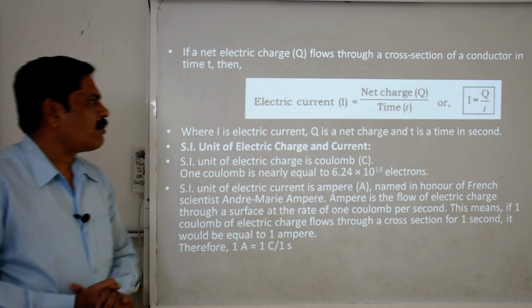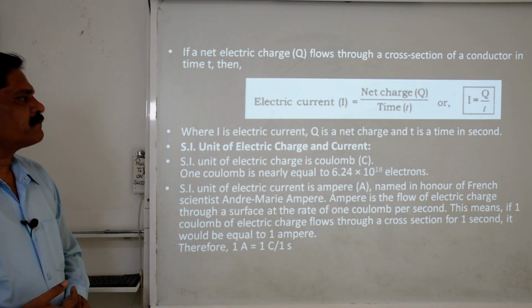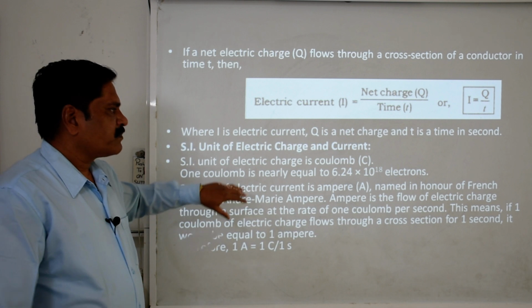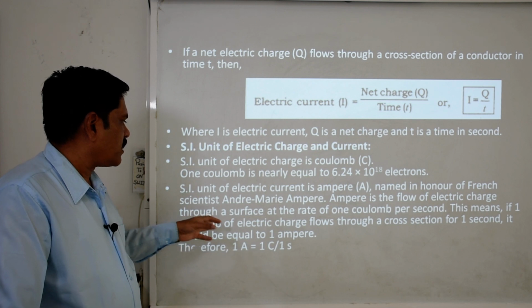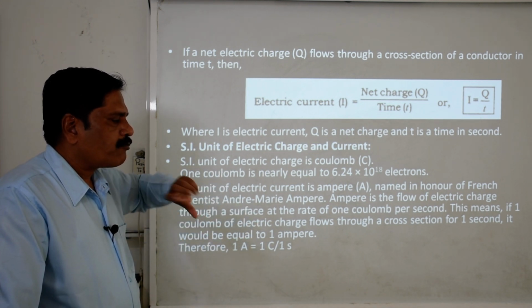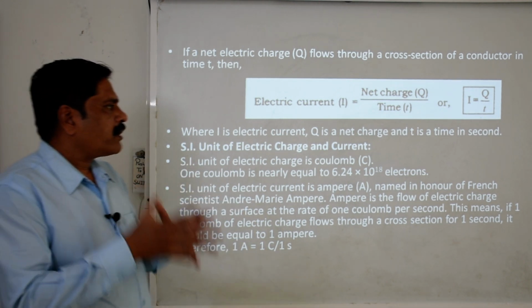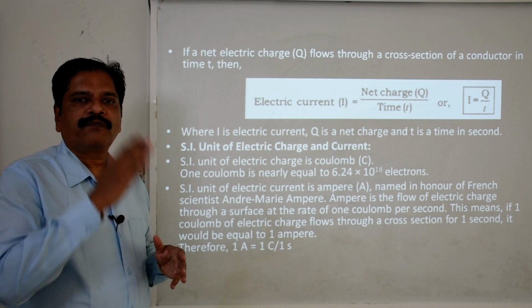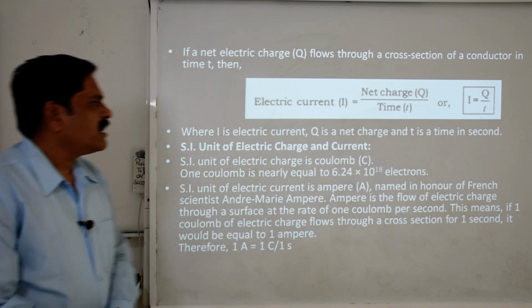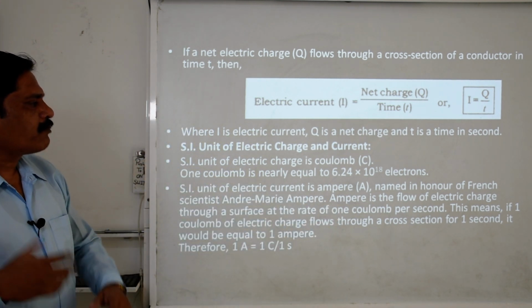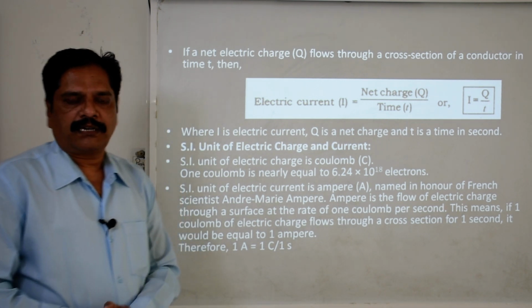This unit is actually named in honor of the French scientist Andre Marie Ampere, okay. And the ampere is the flow of electric charge through a surface at the rate of 1 coulomb per second, right. Remember this one thing. If you want to know about the ampere, you have to find the flow of electric charges through a surface at the rate of 1 coulomb per second, which will equal 1 ampere, okay. That means if 1 coulomb of charge passes through a surface in a second, it will be equal to 1 ampere. This means if 1 coulomb of electric charge flows through a cross section for 1 second, it would be equal to 1 ampere, remember this one thing.